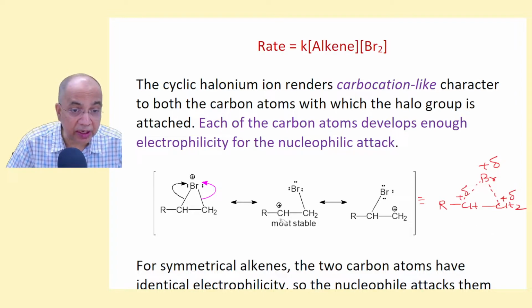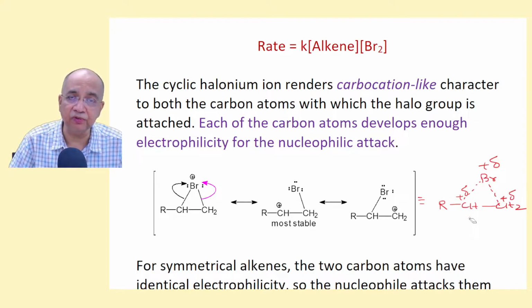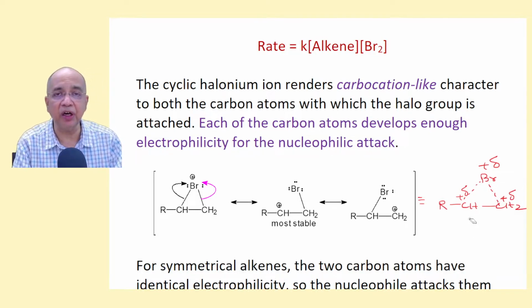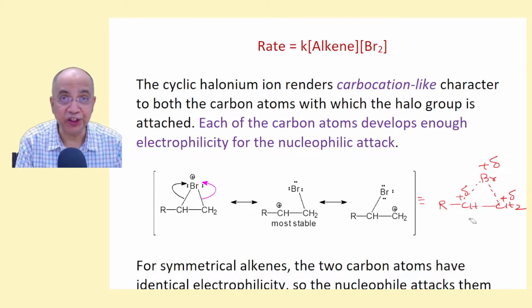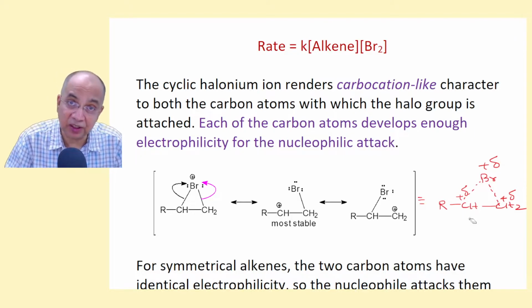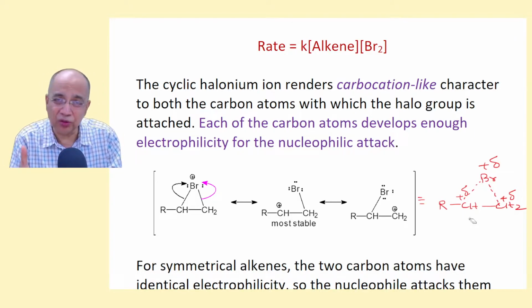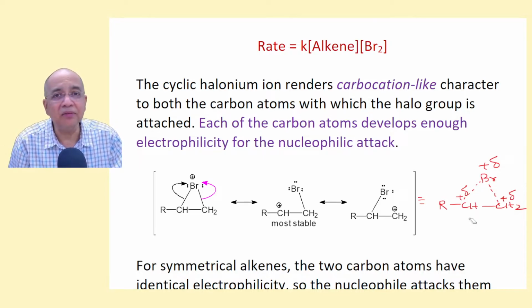Now, because this is a secondary carbocation, more stable than this primary one, this positive charge magnitude will be more. So in an unsymmetrical alkene like this, the middle carbon, the secondary carbon, has the maximum chance of inviting the nucleophile, and in that case the reaction becomes regioselective. If it is not halogenation, if it is something else, if only halogenation, bromine bromine, chlorine chlorine, then no harm.